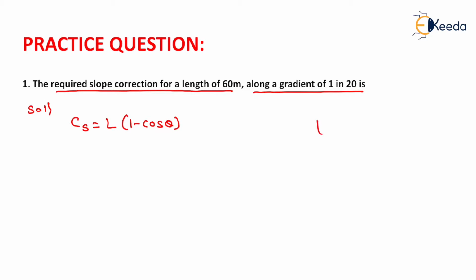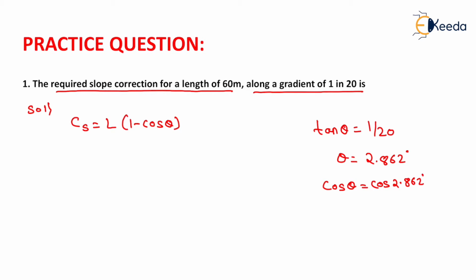Gradient is given as tan θ is equal to 1 by 20. From this we can determine the value of θ, which will be equal to tan inverse 1 by 20, and it will be equal to 2.862 degree. Now we can determine the value of cos θ. It will be equal to cos 2.862 degree.